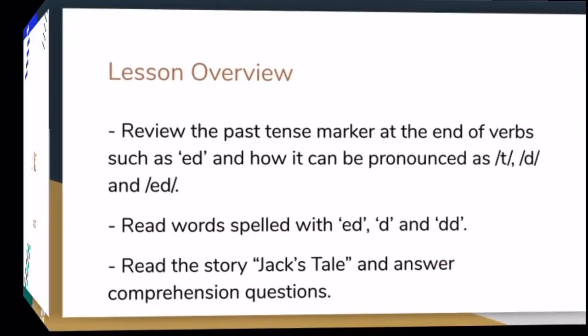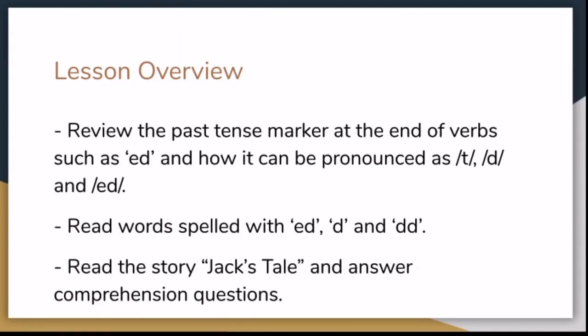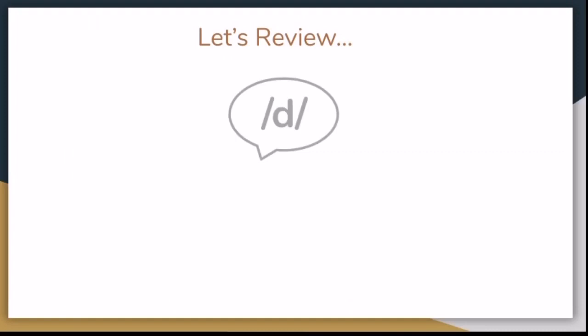Let's take a look at what we're going to learn. Let's review the past tense marker at the end of verbs such as ed and how it can be pronounced as t, duh, and id. We're going to read words spelled with ed, d, and dd. We'll also read the story Jack's Tale and answer comprehension questions. Let's review.